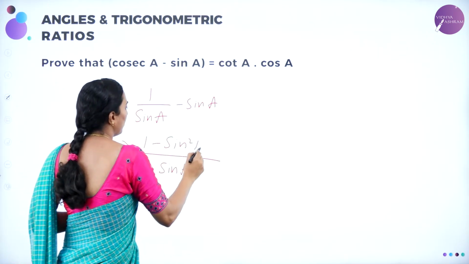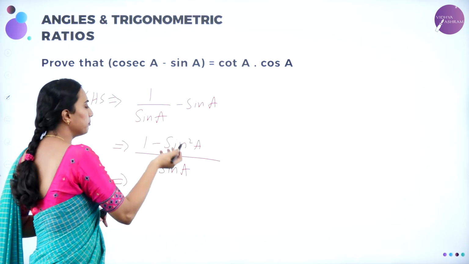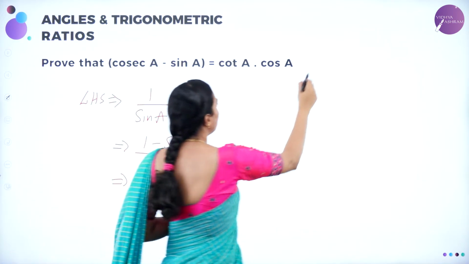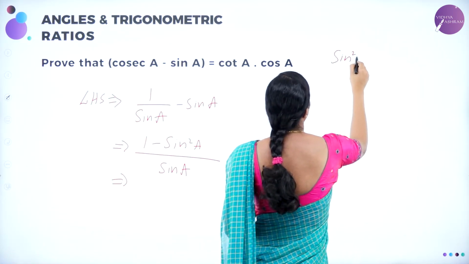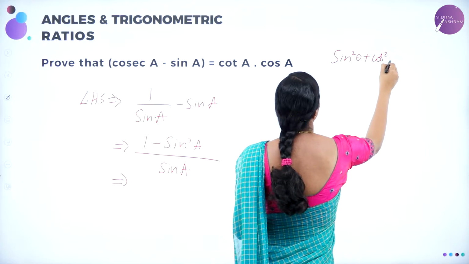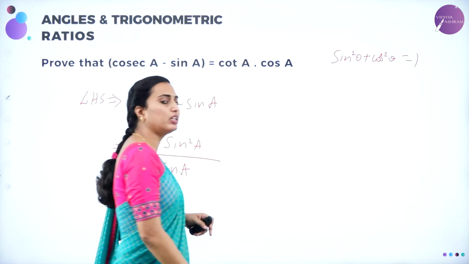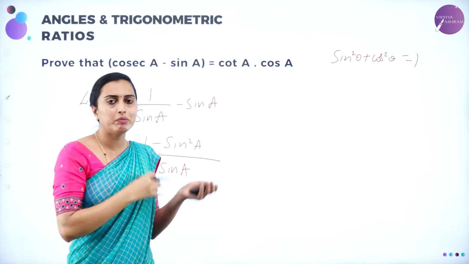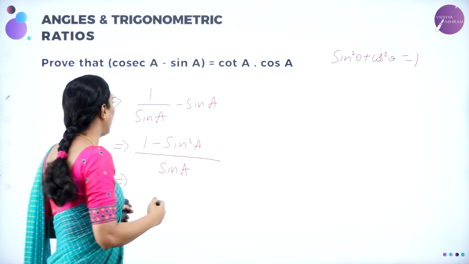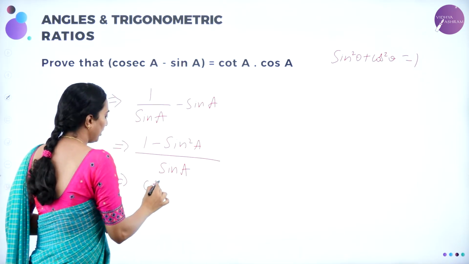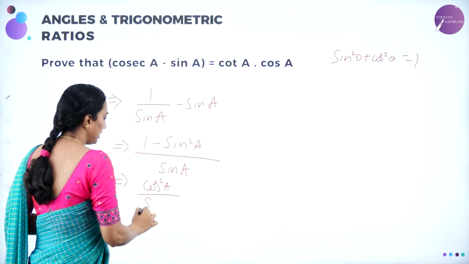1 minus sin squared A can be written using the identity sin squared theta plus cos squared theta is equal to 1. So 1 minus sin squared theta is cos squared theta, and 1 minus sin squared A is cos squared A. Therefore, cos squared A divided by sin A.